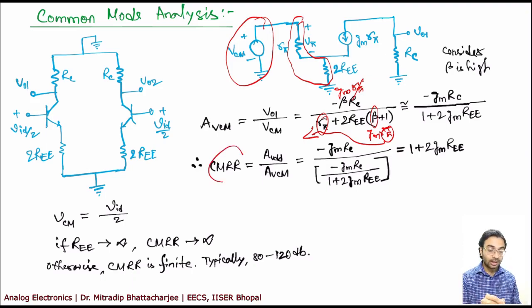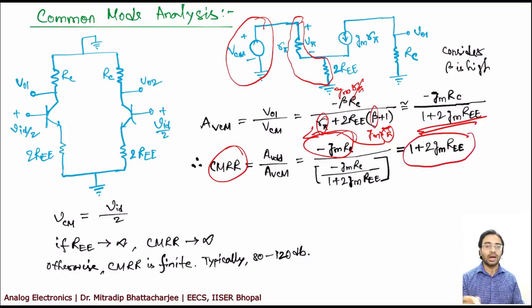So what is your CMRR? CMRR means common mode rejection ratio. So AVD by AVCM, differential gain by common mode gain. Just replace differential gain, I have just shown minus GM RC, this one. Common mode gain you have got here. So it is a value of 1 plus 2 GM REE. So ideally your CMRR should be infinite, because ideally AVCM should be 0. So that is what I have written.